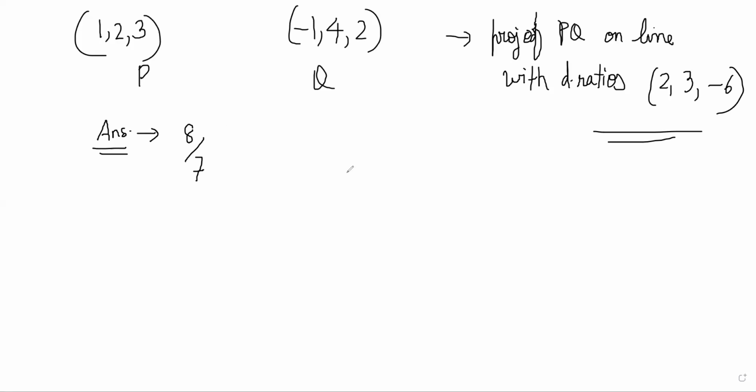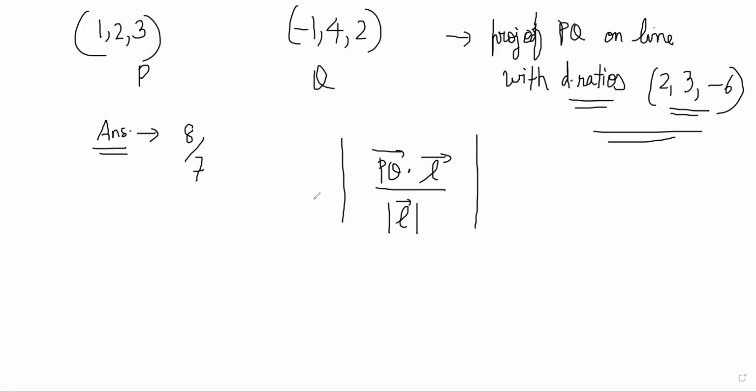That's correct. You have to take PQ dot line vector by mod of the line vector, right? Yes. Because this is direction ratios, mod is not 1. If it was direction cosine, we don't have to do this. And the final thing you have to take mod because it is a positive length, right? Yes.